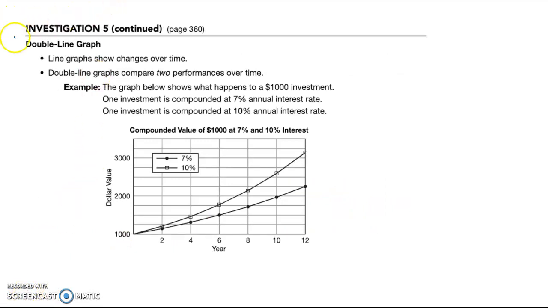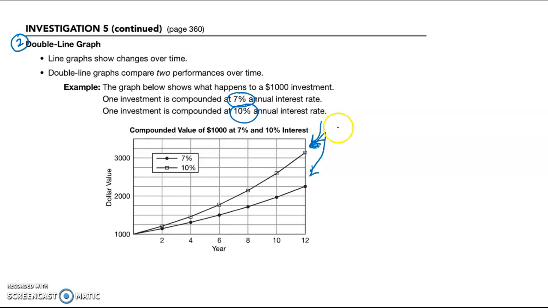All right, double line graph. So this is the second type of graph that we're going to be talking about. Line graphs show changes over time. And a double line graph shows two different things that are changing over time. For example, the graph below shows what happens to a $1,000 investment. If I have $1,000 and I invest it in something that's compounded 7%, I'll get one line. Actually, I think it's the other one. Sorry. And then if I invested in something that's compounded at 10%, I get another line.